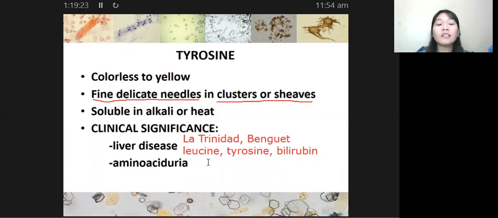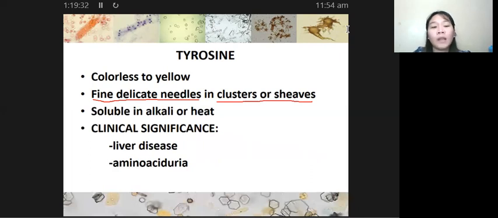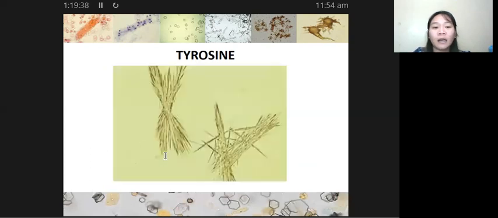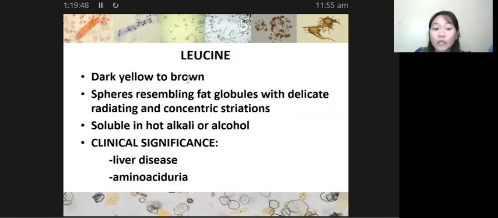Okay, so kung kunwari man na tyrosine lang ang nakita mo, it may be indicative of an aminoaciduria. Okay? So ito yung sinasabi natin na fine delicate needles in clusters or sheaves. So yan, tyrosine. Alright, another, we have your leucine.